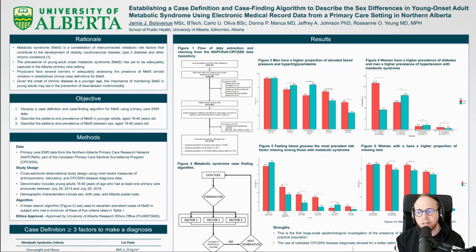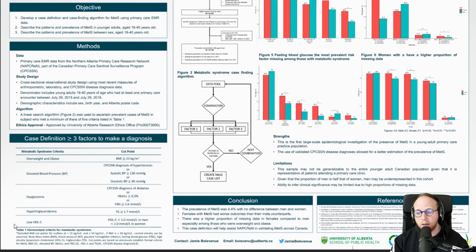So we set out to identify metabolic syndrome through a case definition and algorithm. And we used data from the Northern Alberta Primary Care Research Network, part of CIPSIN, to conduct a cross-sectional observational study that looked at a specific case definition that was developed and harmonized through various cut points from the World Health Organization and NCEP ATP III criteria, Diabetes Canada, etc.